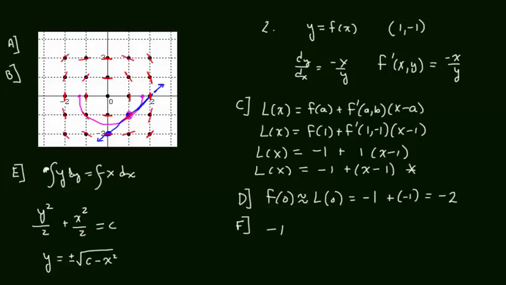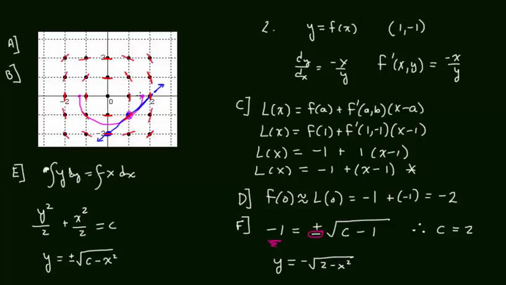Part F wants us to find the particular solution that passes through the point 1, -1. So -1 equals plus or minus the square root of c minus 1. Now the plus or minus is determined now because we know our value of y has to be negative, so it has to be the negative variety, and c has to equal 2 in this case. So our final particular equation is y equals negative radical 2 minus x squared, which is the semicircle that I drew earlier in pink. Here it is.